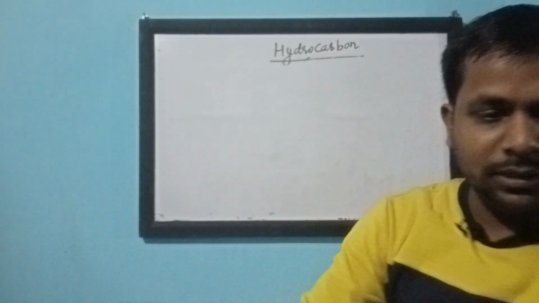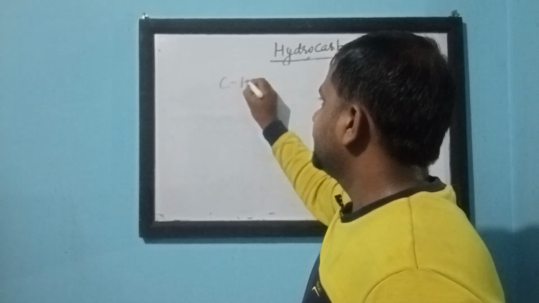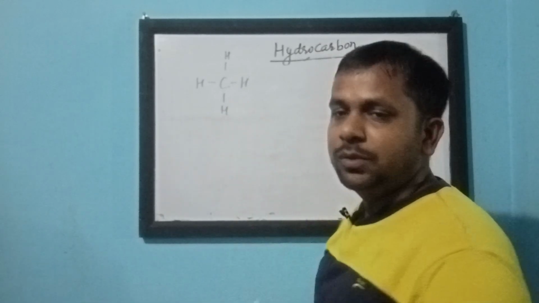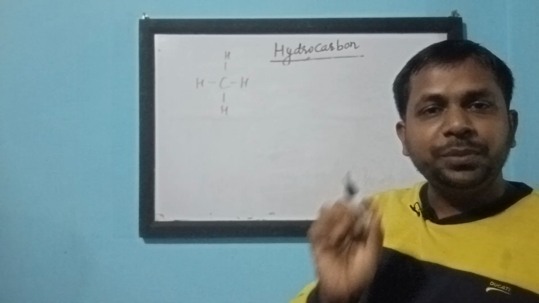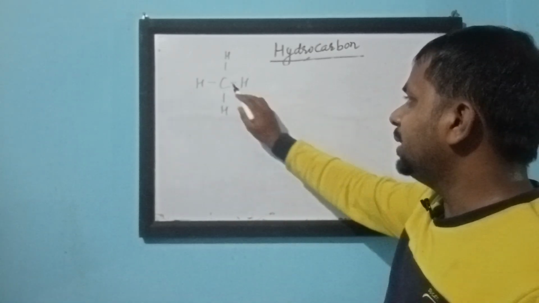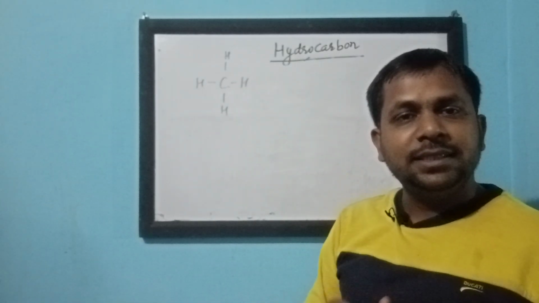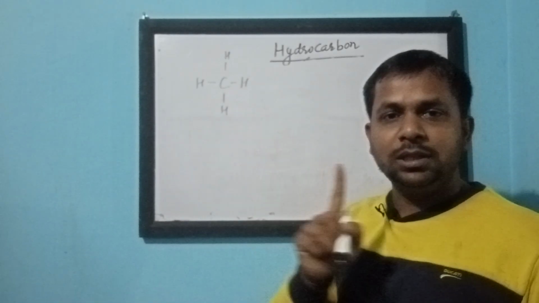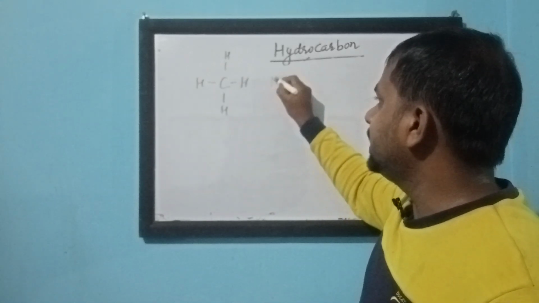Let us see some example here. Suppose we have to name this compound. Then we have studied IUPAC name is equal to root word plus suffix. First we have to write the root word for this. The root word is determined by the number of carbon. Here how many carbon? It is 1. If carbon is 1, then the root word will be meth.